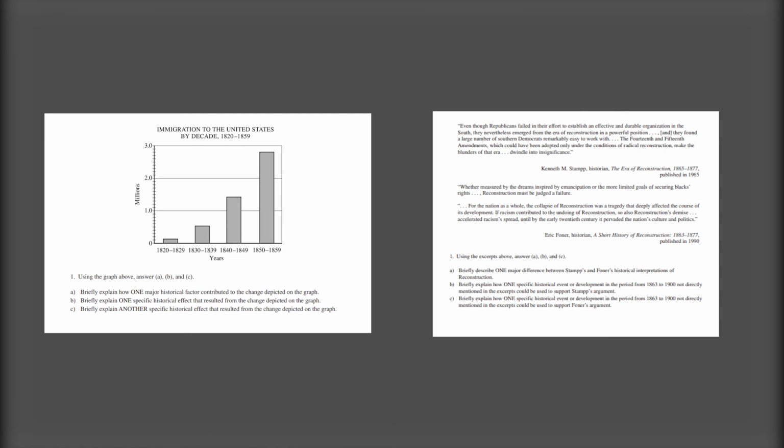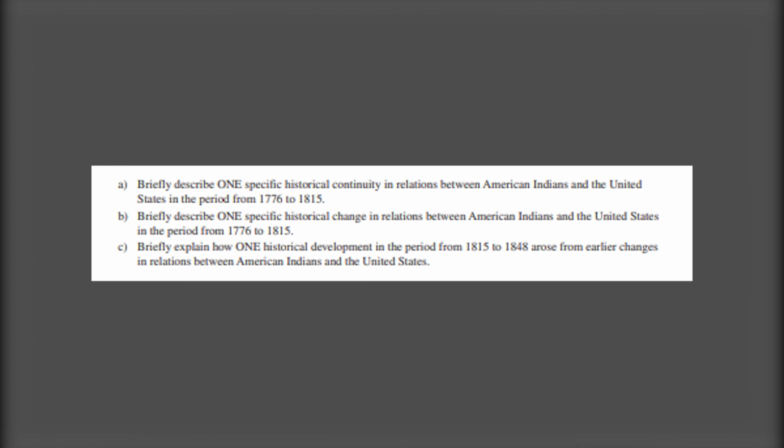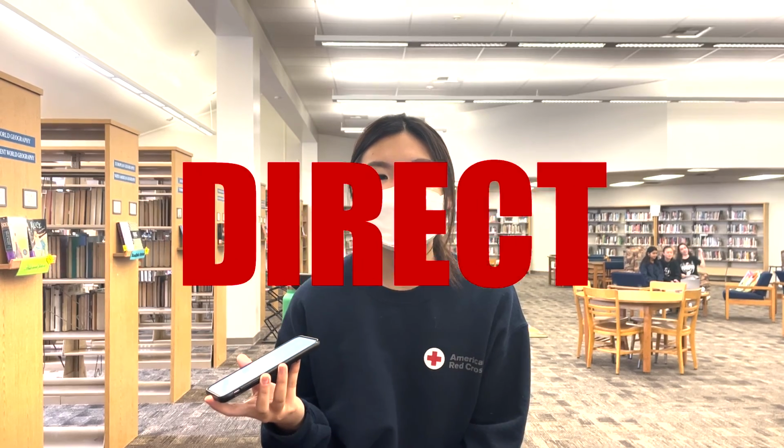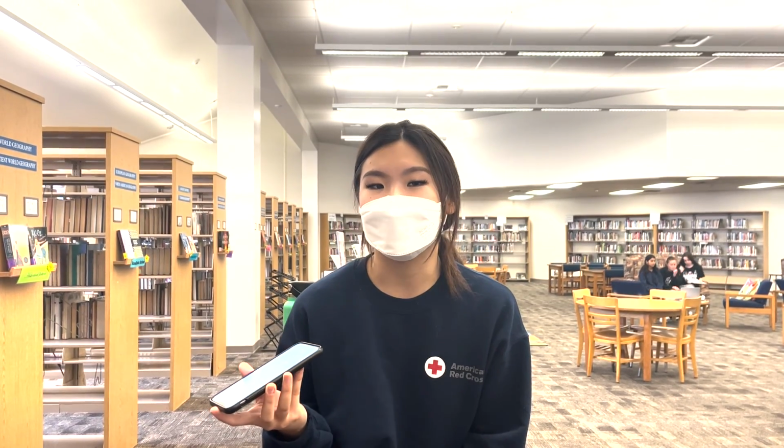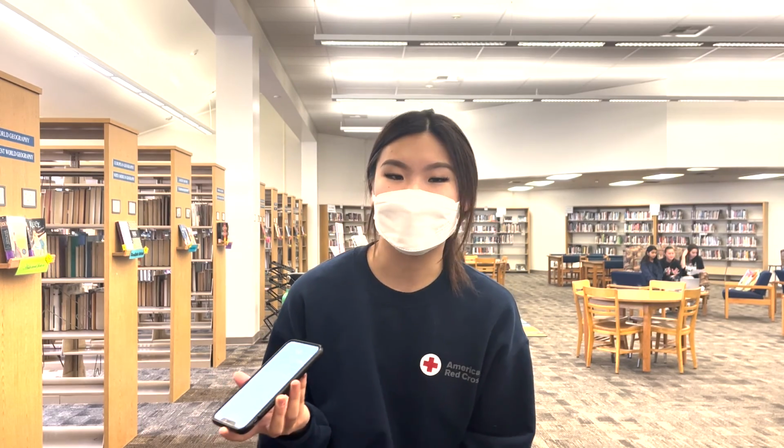An SAQ can be based on either a stimulus, like a graph or a cartoon, which is essentially something you must look at and interpret, or a written prompt with a given time period. Remember to be direct and straight to the point, using factual evidence that directly answers the question while writing complete and complex sentences.